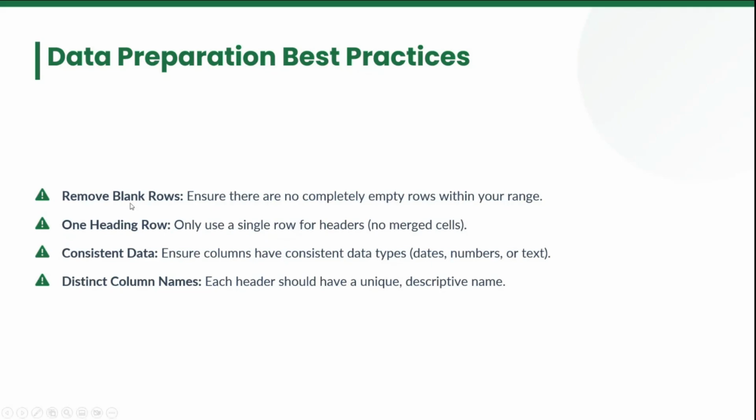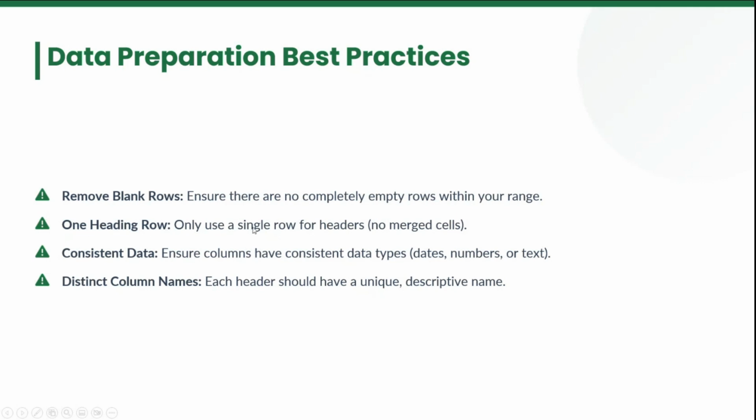So here, if you have to remove blank rows, you ensure that there are no completely empty rows within your range, because that will mess up everything that you do. If you have empty rows within your range, it won't allow you to filter correctly. It won't allow you to aggregate your data, which we'll also be looking at today, different ways of aggregating the data. You need to also make sure you have one heading row.